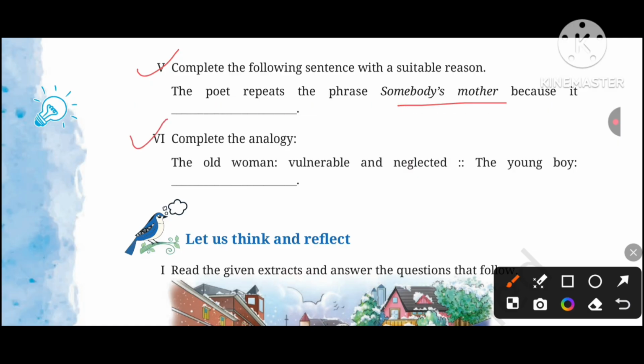Next, complete the analogy. The old woman, vulnerable and neglected. So the young boy was kind and passionate.